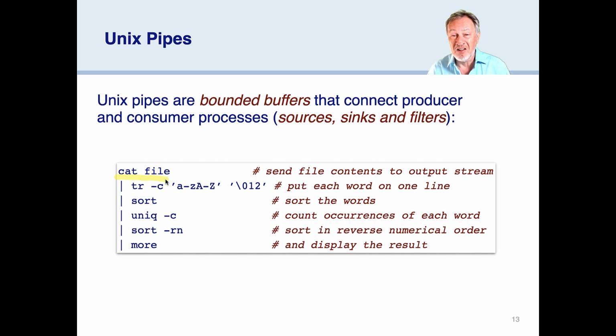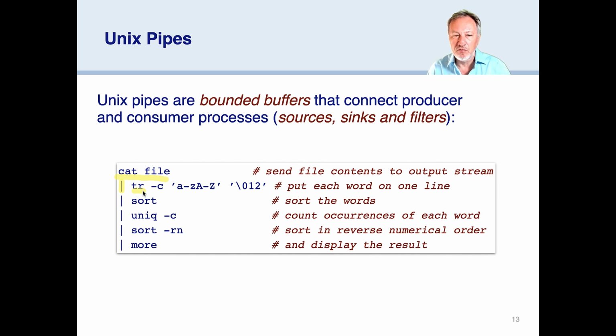Cat stands for concatenate. Its main purpose is to concatenate a bunch of files together. But by simply taking one argument, it will read that file and spit its output to the output stream. Now we see a series of pipes, shown here in the syntax of an OR bar in this shell script, and the output of the file is sent to a second command called tr.